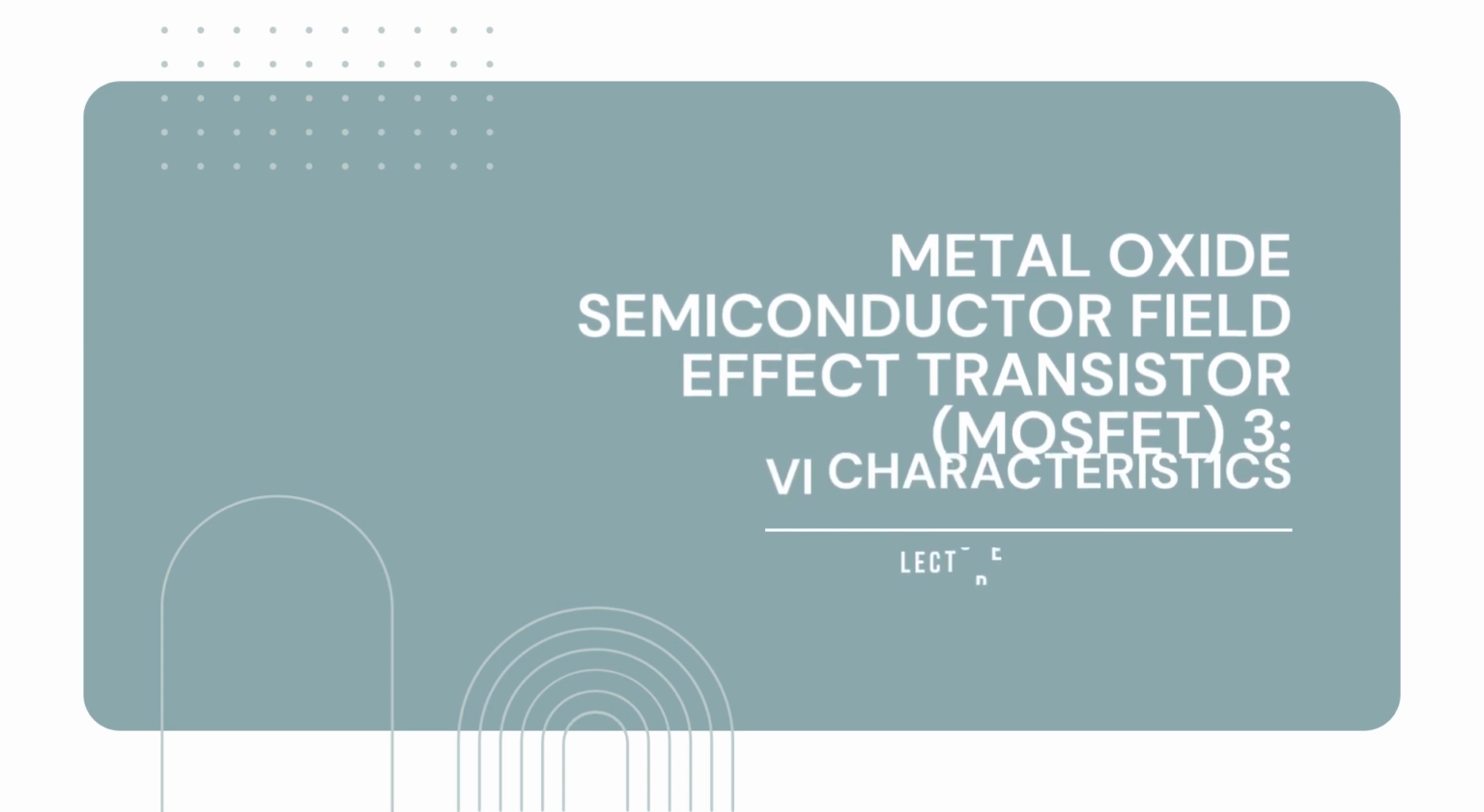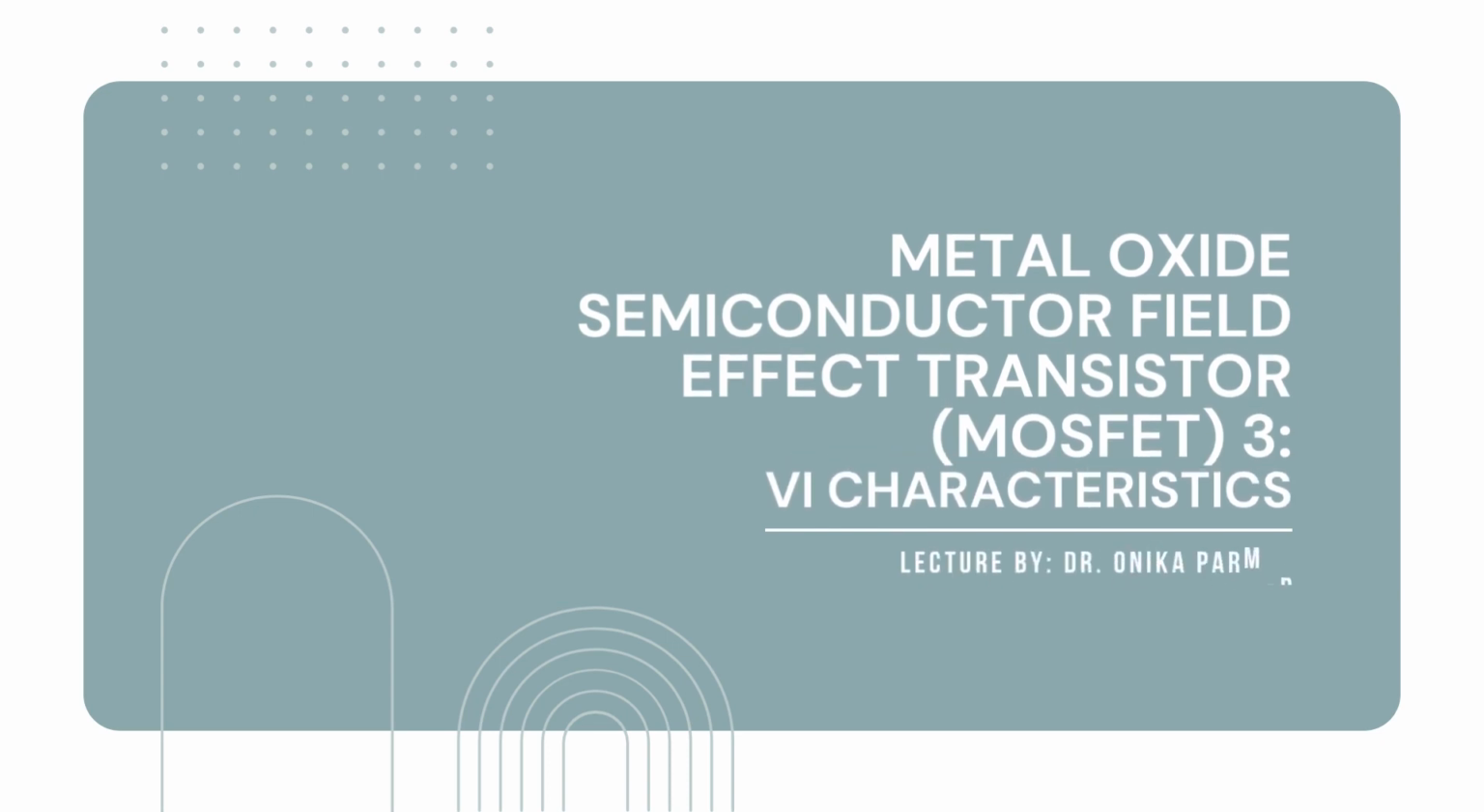Today we are going to discuss the VI characteristics, that is the voltage current characteristics, of the metal oxide semiconductor field effect transistor, that is MOSFET. In this session we are going to explore the behavior of the voltage and current in the MOSFET.